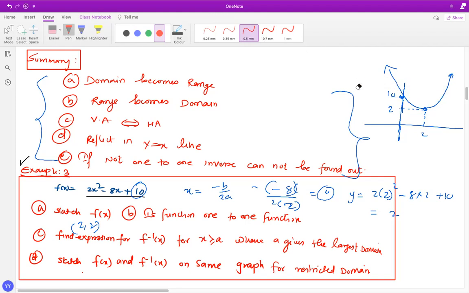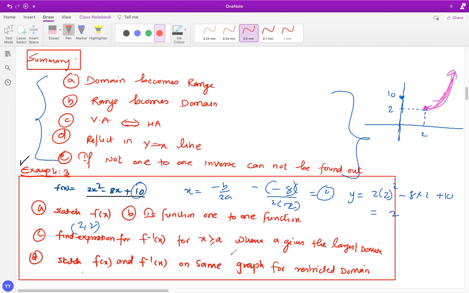So next up is: find an expression for f inverse for x greater than or equal to a, given that a gives the largest domain. So obviously what I do is I restrict the graph only for x more than 2. So it means I take only this part of the graph. I cut down the left side of the graph here. So this part of the graph I don't take. Now for this side, I have to find the inverse.